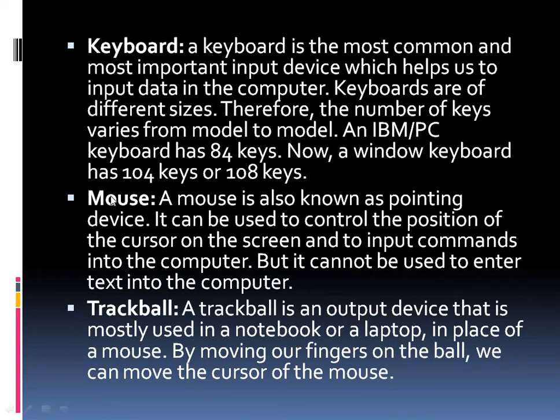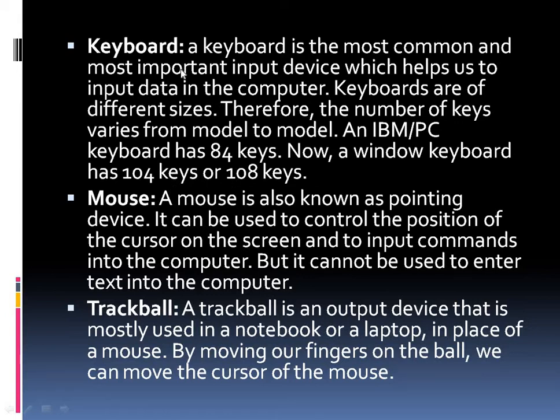Some input devices you are going to read in detail. Keyboard. A keyboard is the most common and most important input device which helps us to input data in the computer. Keyboards are of different size, therefore the number of keys varies from model to model. An IBM PC keyboard has 84 keys. Now a Windows keyboard has 104 keys or 108 keys.